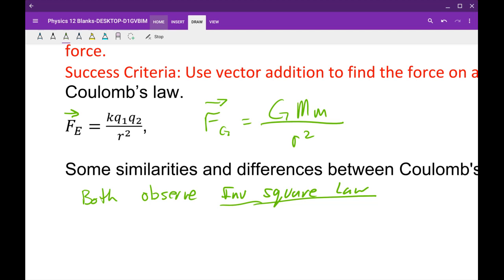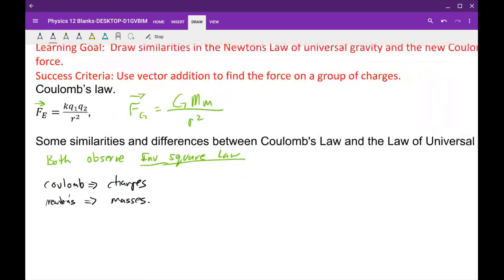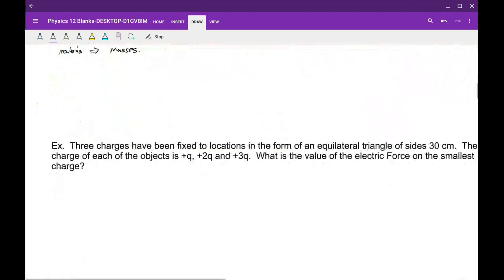And so the difference is that Coulomb's law is for charges, and universal gravity, or Newton's law, is for masses. Right? So that's pretty self-explanatory as well, I think. So those are some of the differences. Let's just get into an example here.